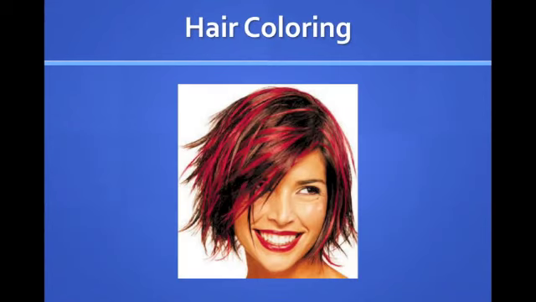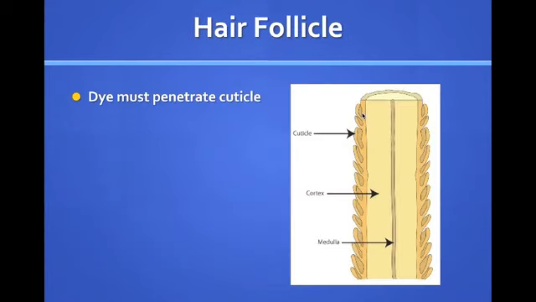So next I'm going to do the chemistry of hair coloring. To understand how the chemistry of hair dyeing works, first you have to understand the hair follicle. As you can see, the outermost layer is the cuticle, and it's scaly because of the protein granules. So the dye has to penetrate through this cuticle to change the color of the hair.